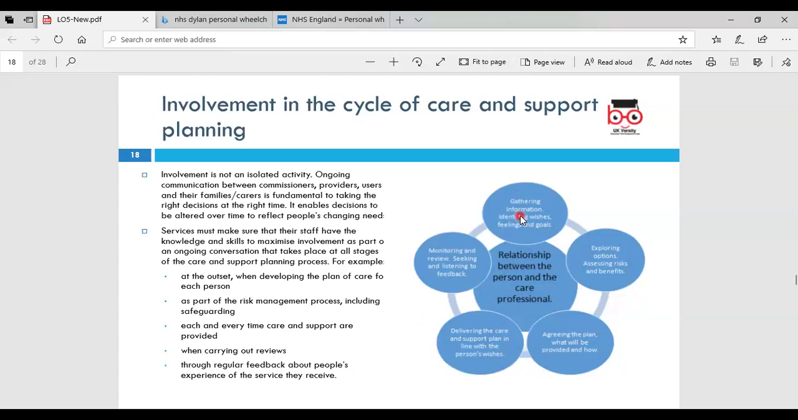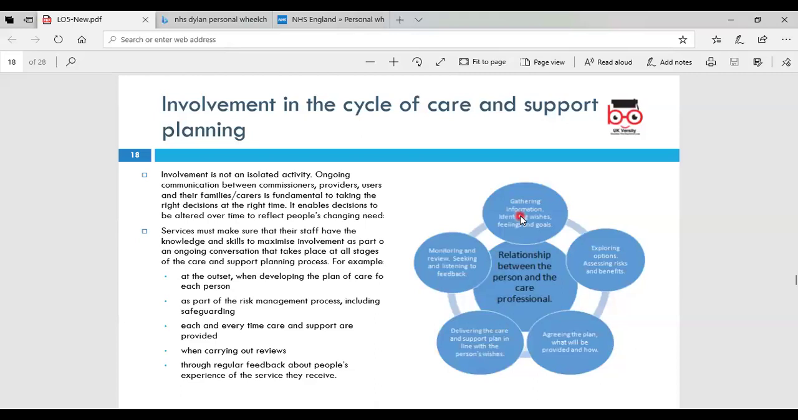So there should be ongoing communication between commissioners, providers, users, and their families and carers to take the right decisions at the right time, without giving further room for adverse effects to impact the person who's under the care.